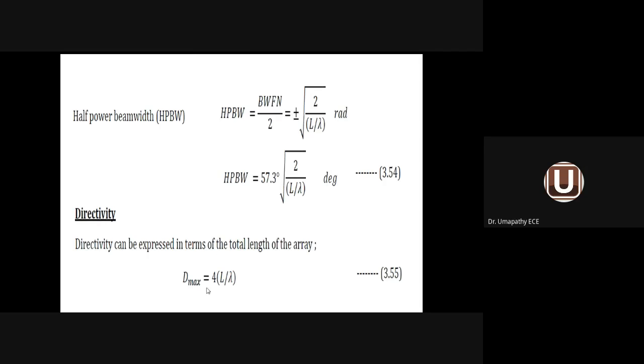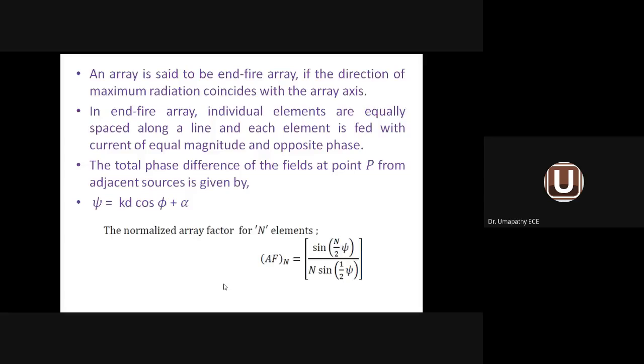D maximum equals 4 into L by lambda. Whereas in broadside array it is 2 into L by lambda, but here it is 4 into L by lambda. So by this, the n-fire array is over. N-fire array is over. So for n-fire array, first of all, give the definition for n-fire array.